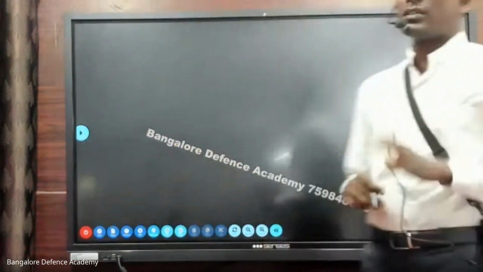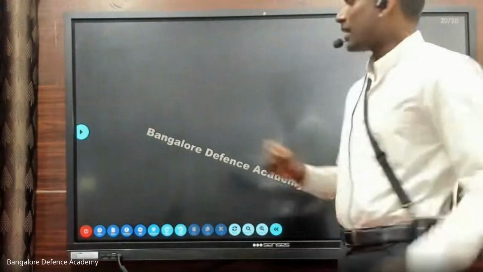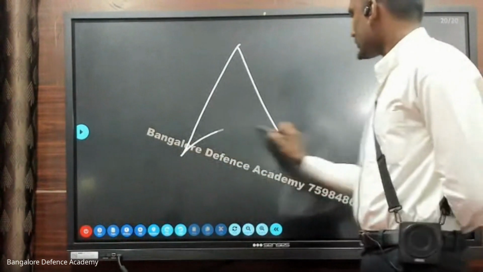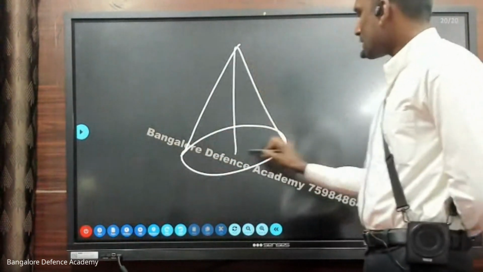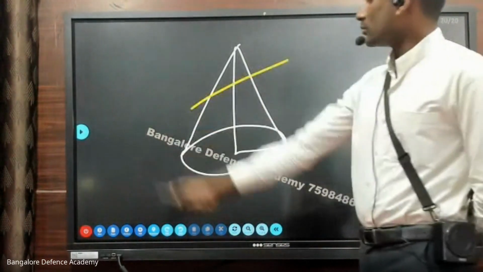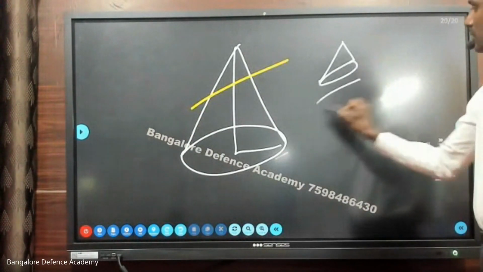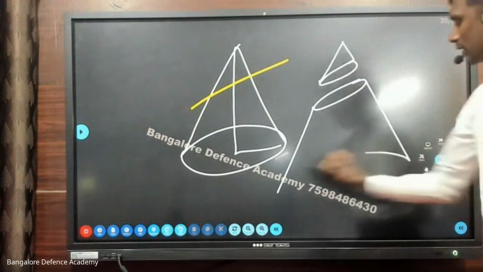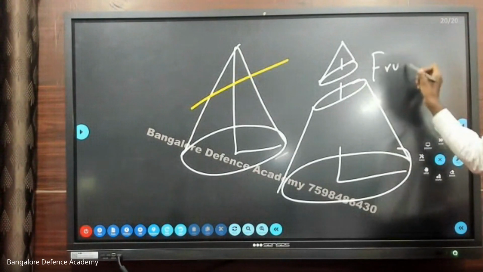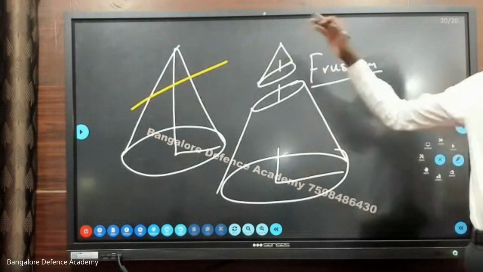Now let me give you a feel of how the exam questions are. Ready? Okay, a higher level examination question. It will be like this. What is this? A cone. Now the question will be, I cut this cone. So now the cone looks like this. The moment you cut a cylinder, cone or sphere, that is called a frustum. This is the frustum of the cone, frustum of the cylinder, like that.